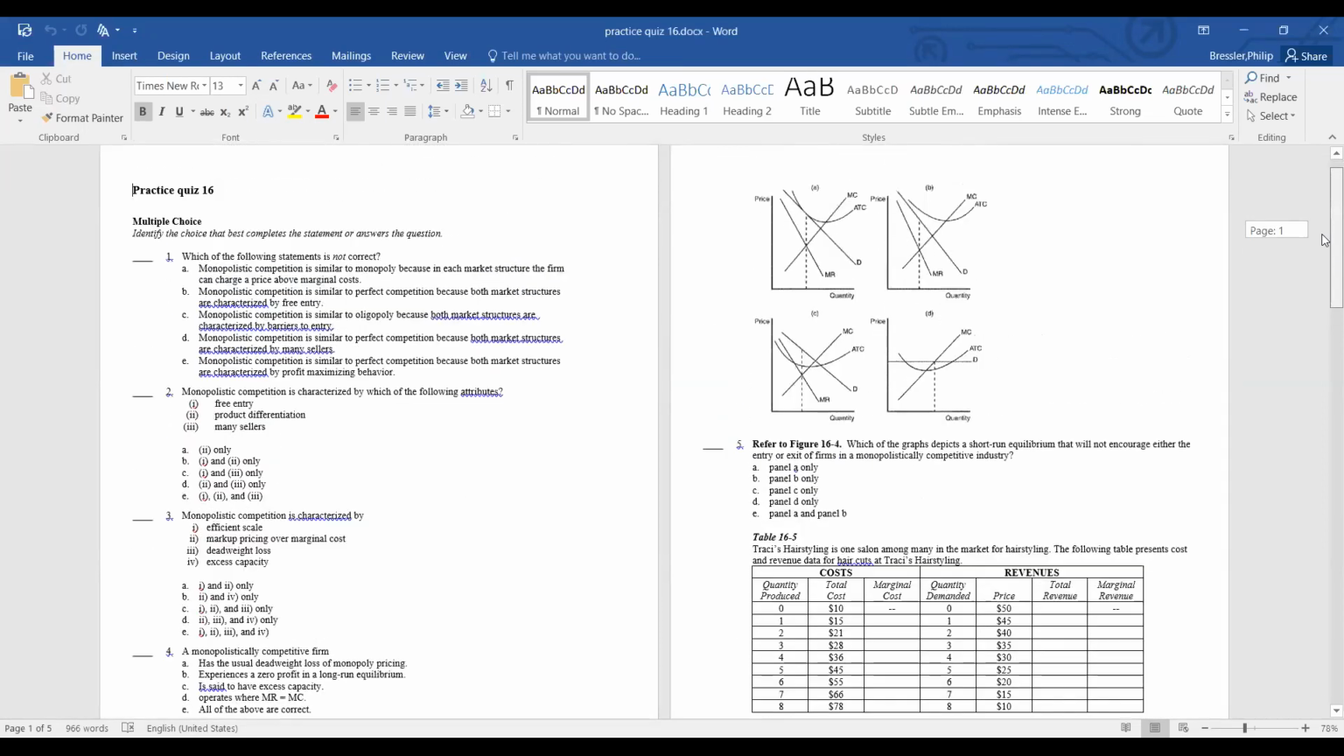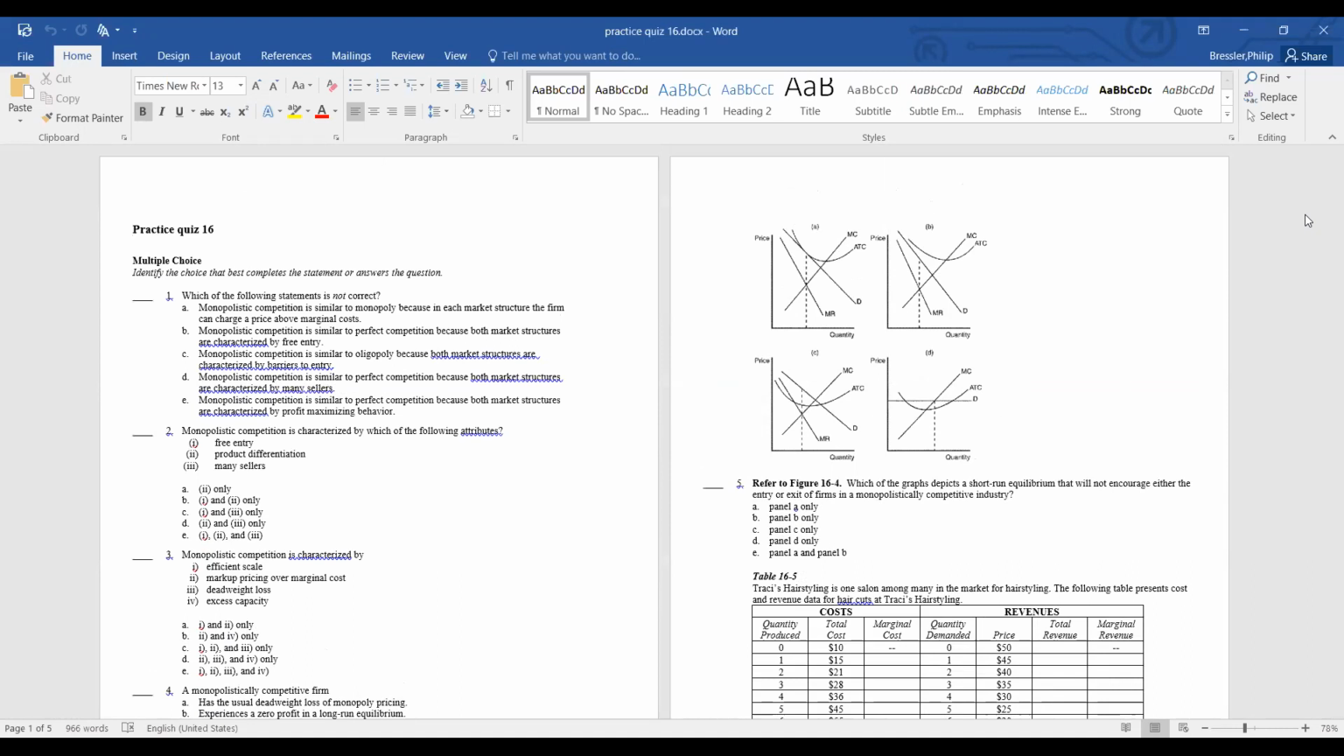All right, then let's see number 5. Which of the graphs depicts a short run equilibrium that will not encourage entry or exit? If you're not encouraging exiting or entering, you're at zero economic profit. Would we look at graph A and say it's in the long run? Yes, it's the only answer there. So that would be 3 and 5.